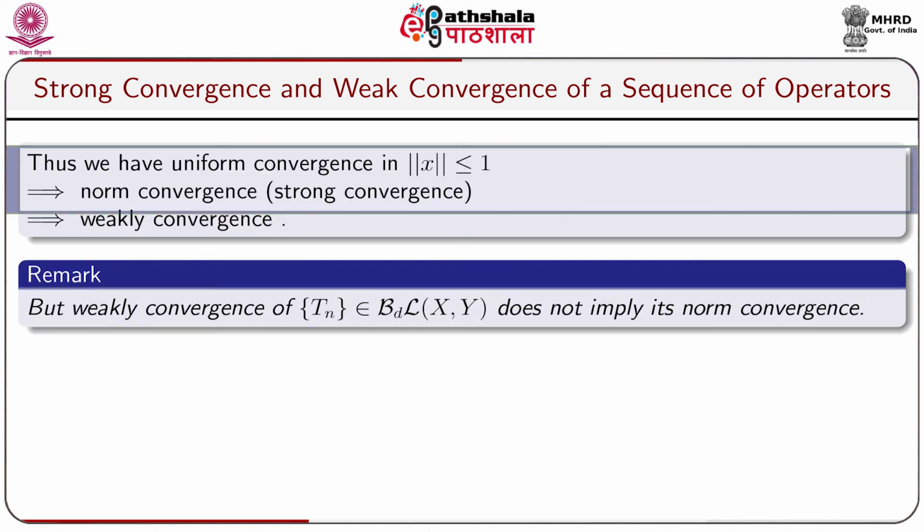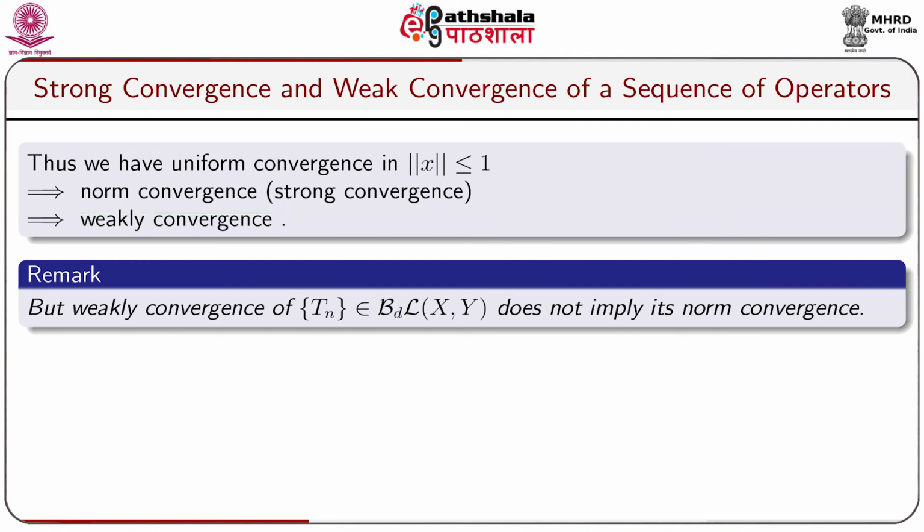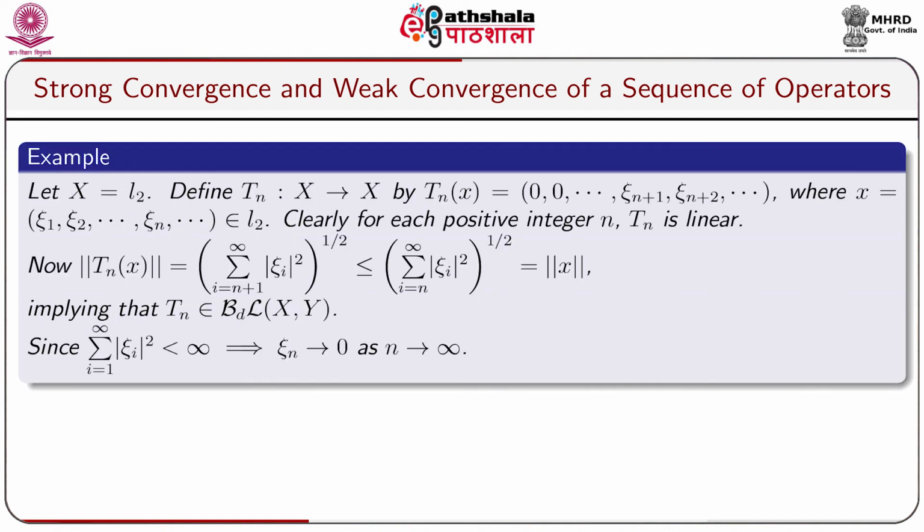Thus, we have uniform convergence in norm x less than or equal to 1 implies norm convergence. That means strong convergence, which implies weak convergence. In this connection, we take a remark: weak convergence of a sequence of bounded linear operators belonging to BDL(X,Y) does not imply its norm convergence. For this, we cite an example.